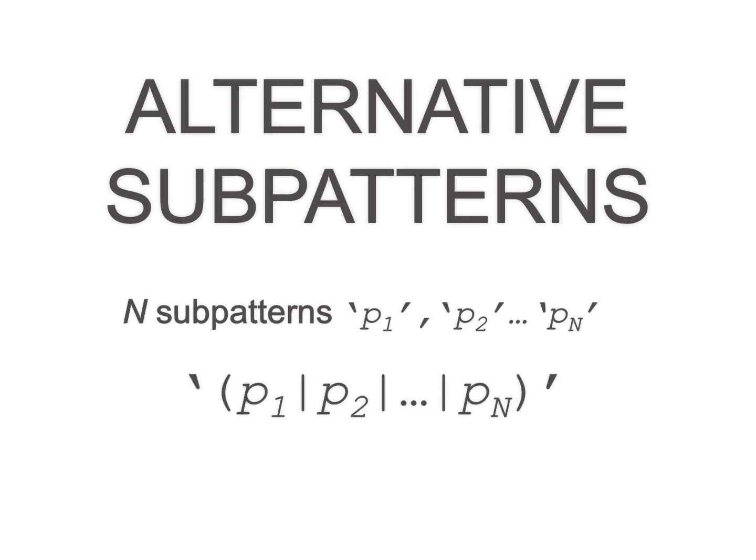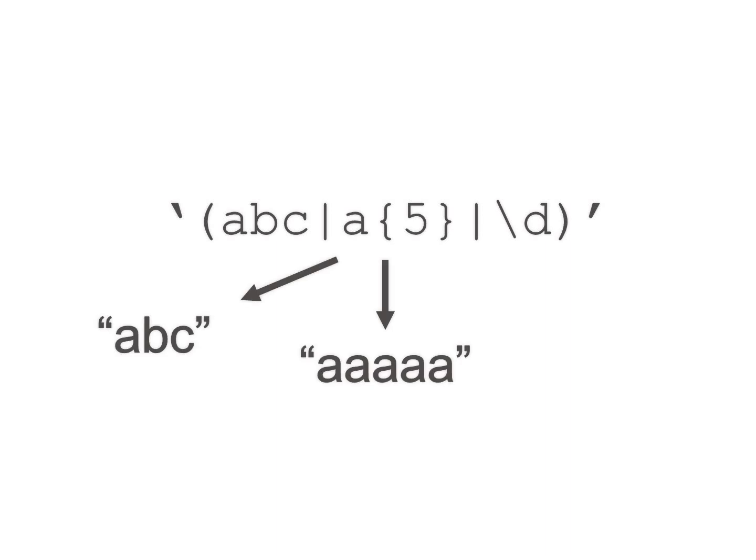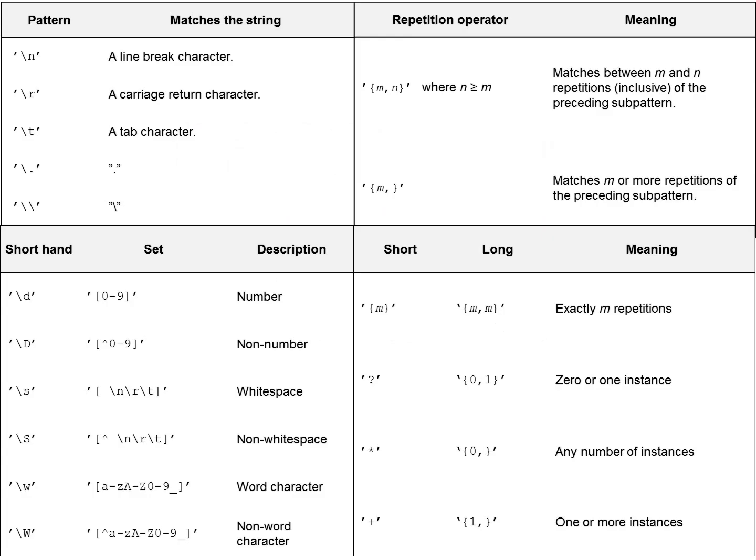Alternative subpatterns. We discussed how to match alternative characters earlier, but what about matching alternative subpatterns? If we have n subpatterns, P1 through Pn, we can match any one of these subpatterns using parentheses and vertical bars separating those subpatterns. The pattern given here would, for example, match either ABC, AAAAA, or any number. Try using alternative subpatterns to make a pattern that matches a string which does not contain just one digit. Here, again, is the syntax you might need. And here's the answer.